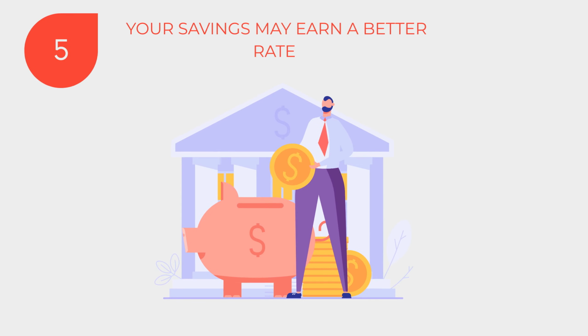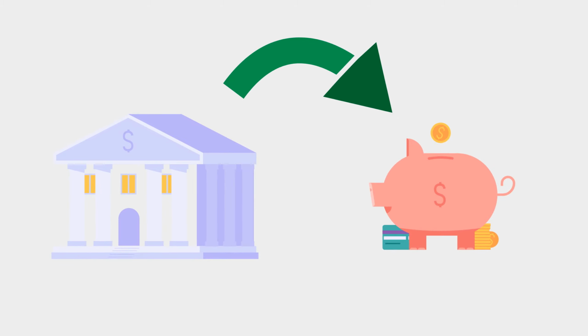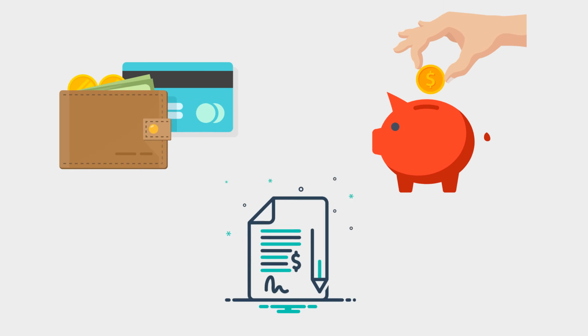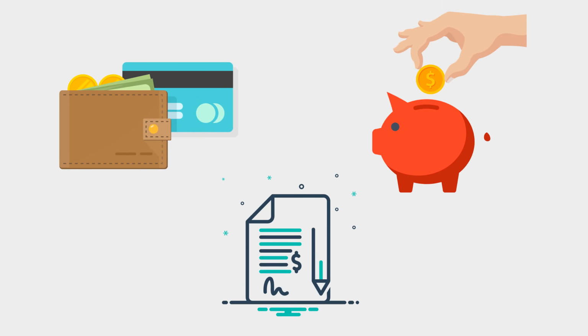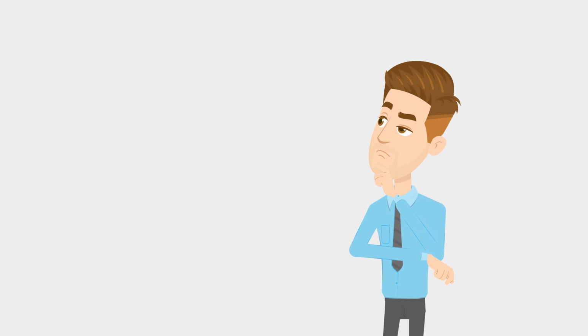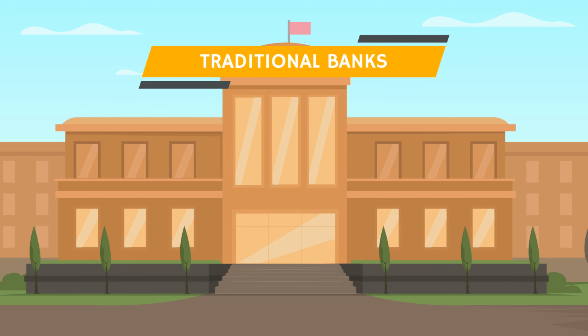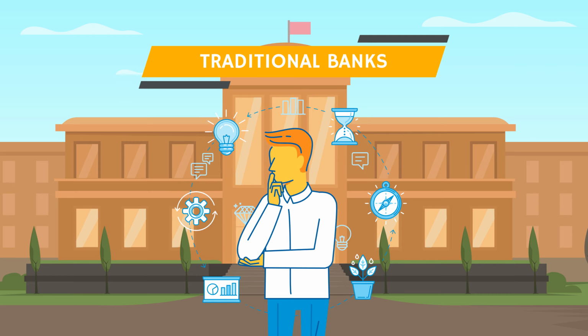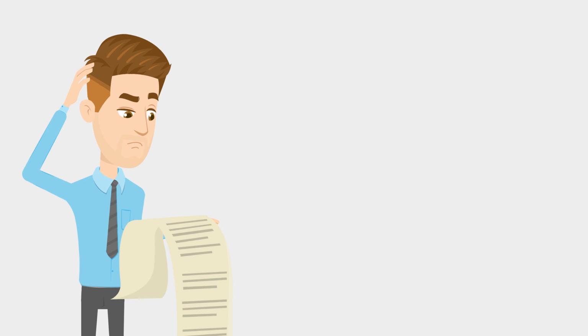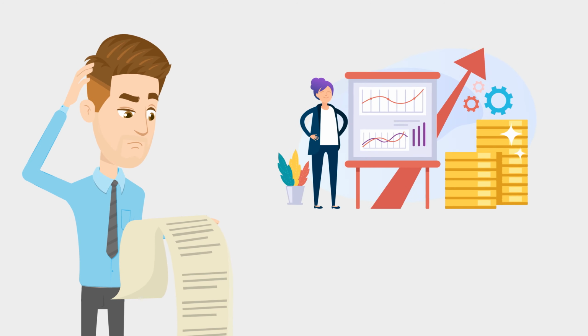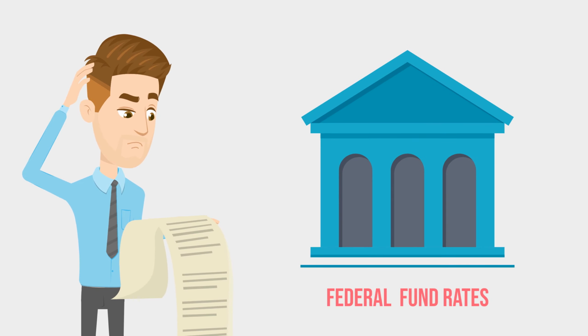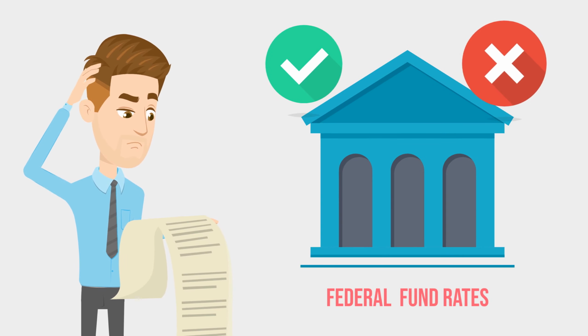Number 5. Your savings may earn a better rate. The federal funds rate also influences the fluctuation of savings rates. This holds true for standard high-yield savings accounts, money market accounts, and certificates of deposit. However, it can take them a second to decide how much the rate should increase or decrease. This is particularly true with the traditional bank, which typically takes longer to make these adjustments than an online bank. Expect rates to increase, but not by as much as the Fed funds rate.